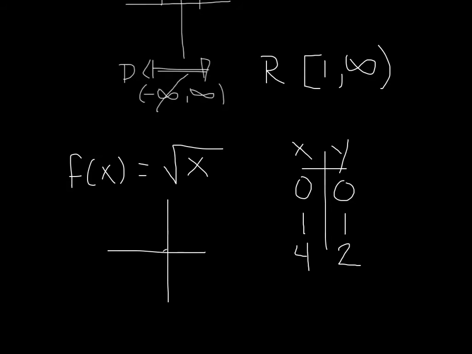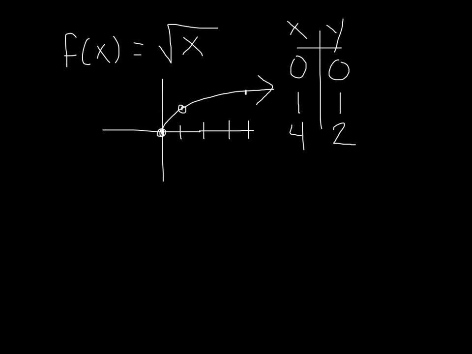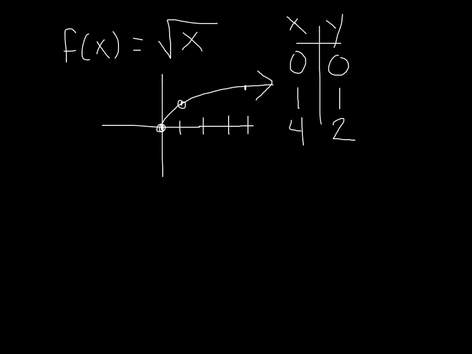So 0, 0 is right here. 1, 1 is right here. And then 2, 3, 4. Let's say 4, 2 is right there. So this shape is kind of like that. It is a half of a parabola tilted on its side.